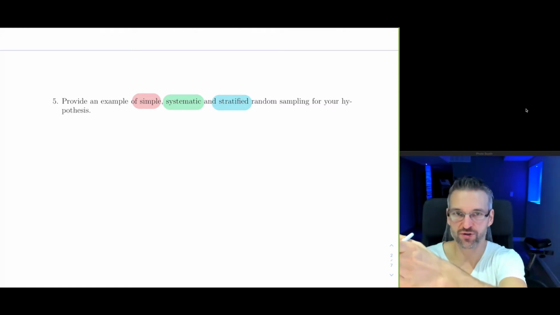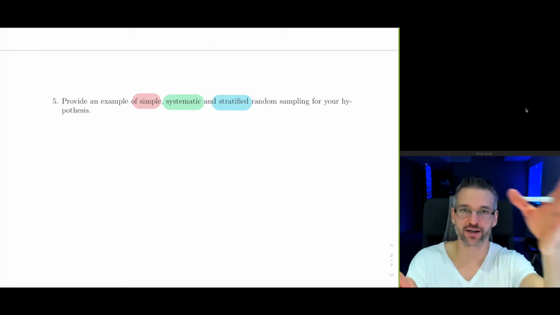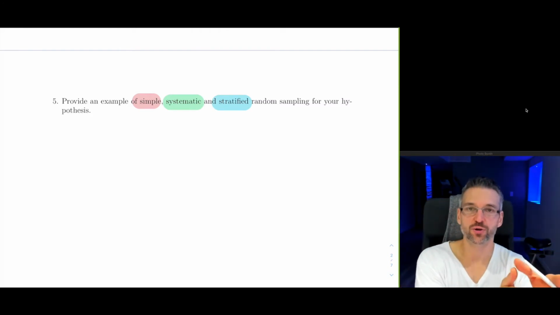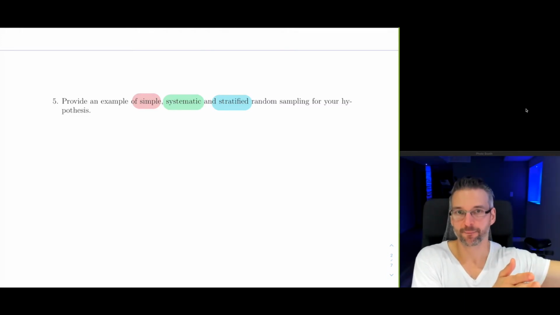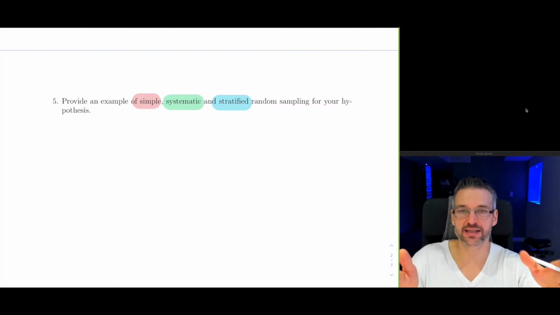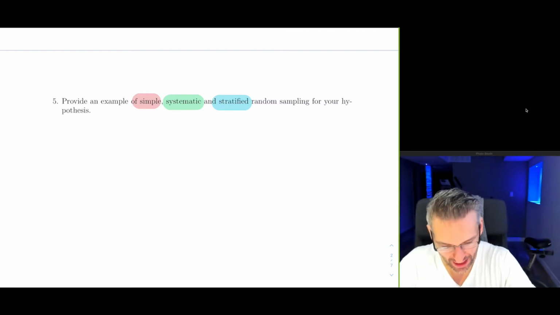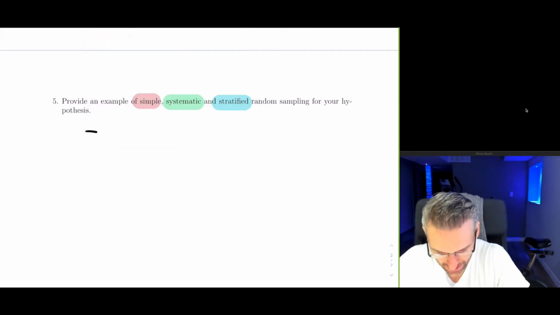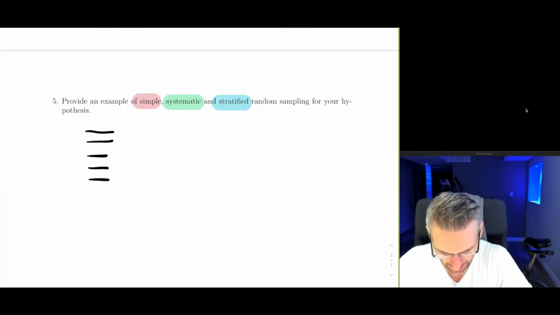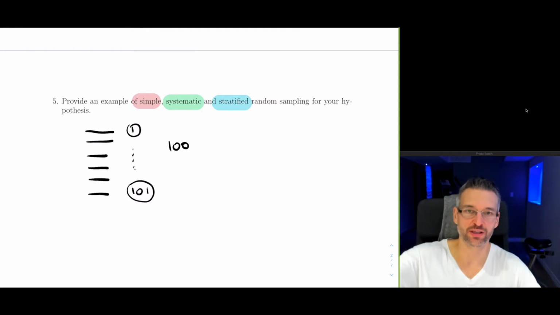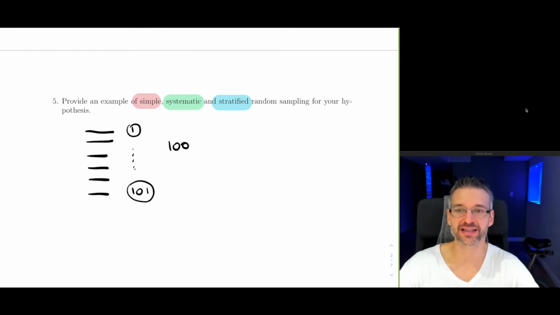So it would be the first student, then 100 students later it would be the 101st student, then the 201st, 301st, 401st, 501st. So we have a systematic way where we are taking students from a list. We start with 1, then go down the list and pick the 101st, because we're picking every 100th. As we keep going through the list, that is one example of a systematic way.